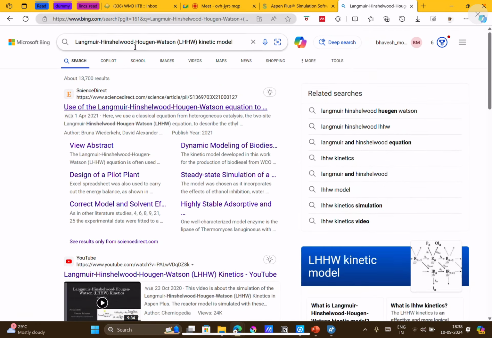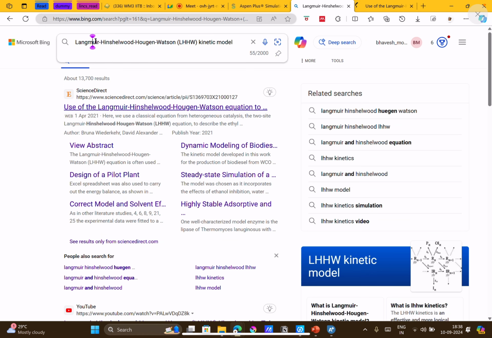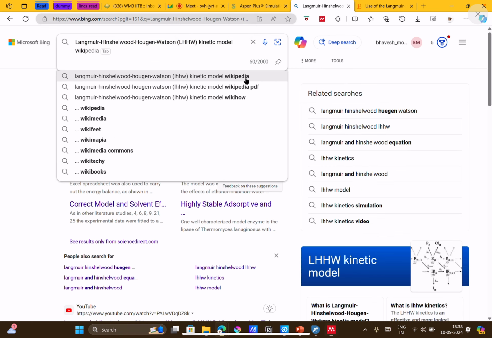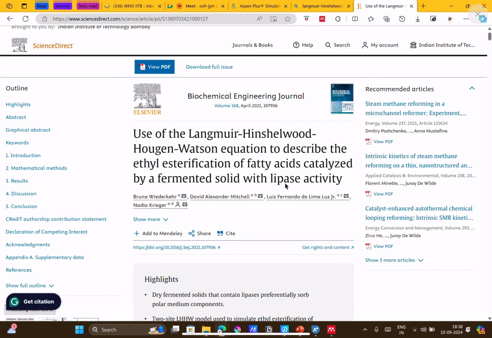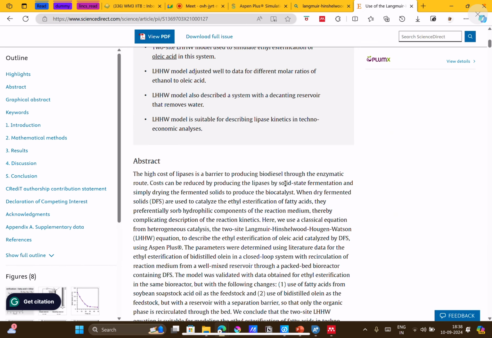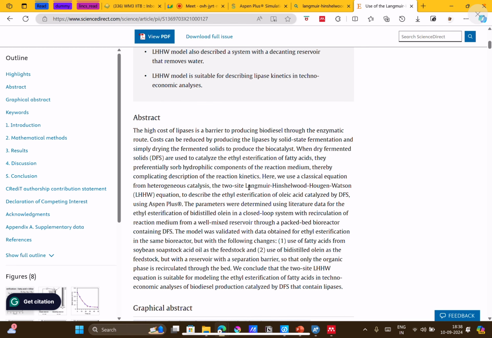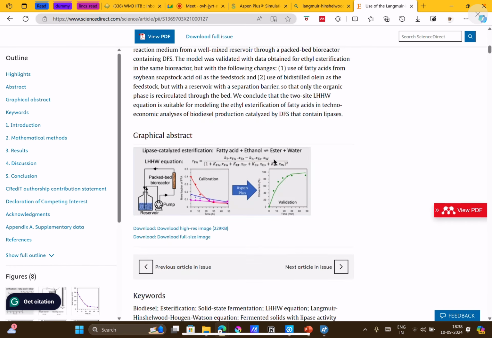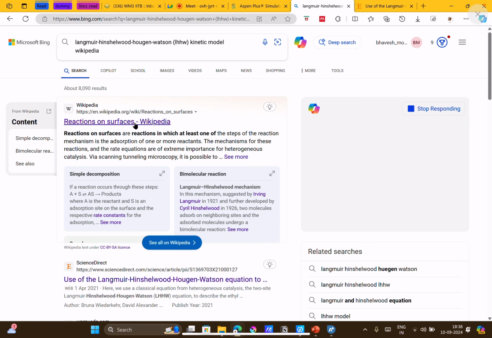So if you will see, this is a research paper which talks about the use of this LHHW model for ethyl esterification of fatty acid. That is not our concern. I wanted to show you this.